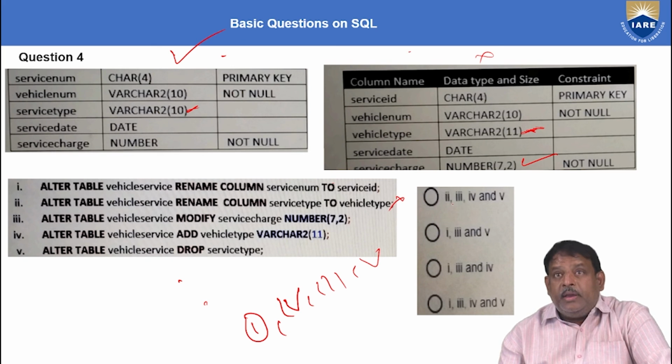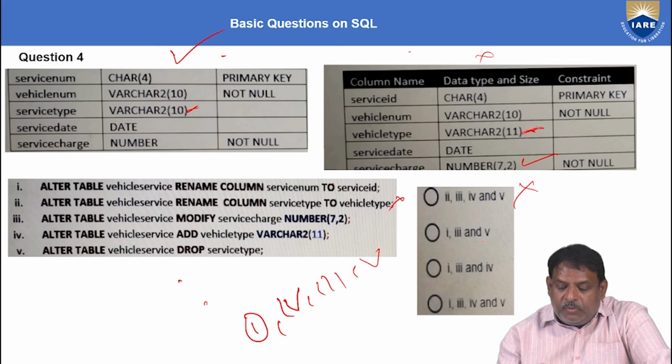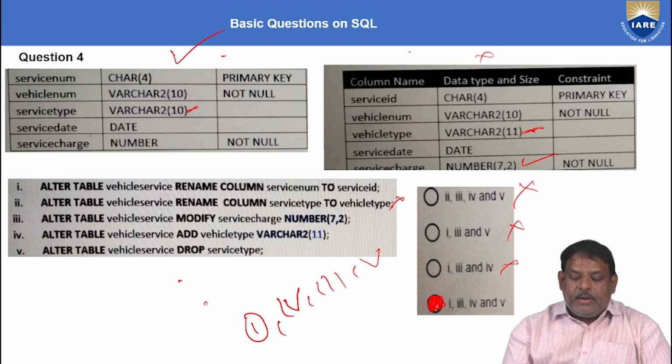So out of these, 2, 3, 4, 5: here 1 is missing, the wrong answer. The second, 1, 3, 5: 4 is missing, wrong answer. Next, 1, 3 and 5: 4 is missing again here. So the answer is 1, 3, 4, 5. This is the right answer.